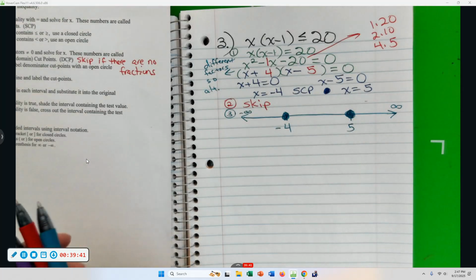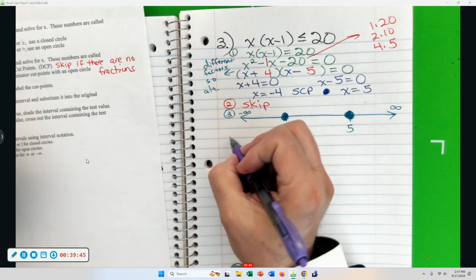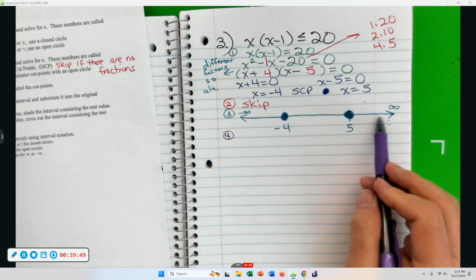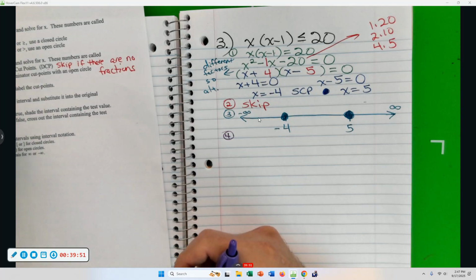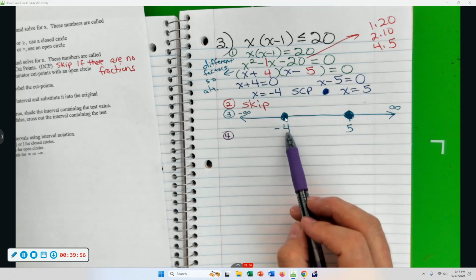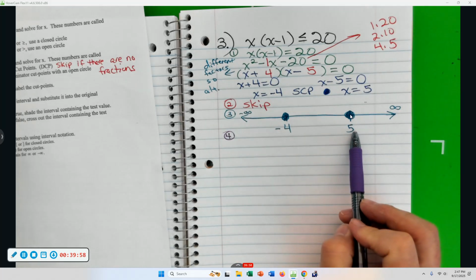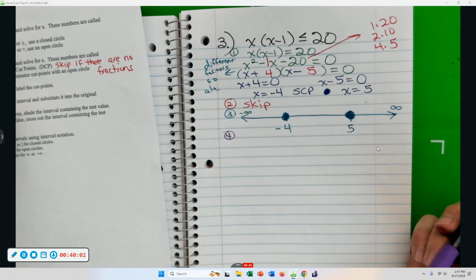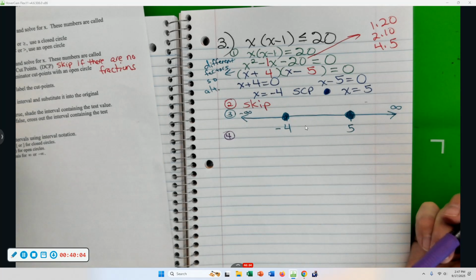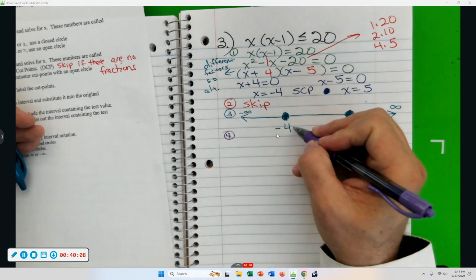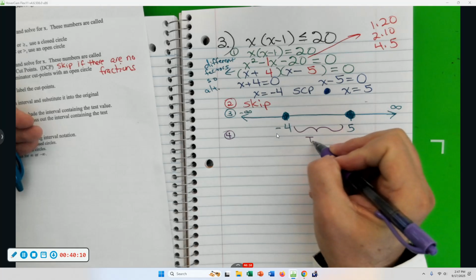What's my favorite number to check? 0. Which interval contains 0? Interval 1, 2, or 3? Is 0 less than -4? Is 0 between -4 and +5? Or is 0 bigger than 5? I couldn't hear you. It's in between. Okay, it's between the negative and the positive. So there's the interval we're testing.